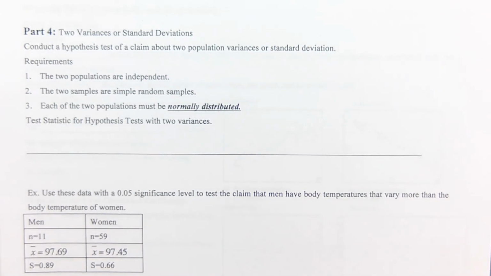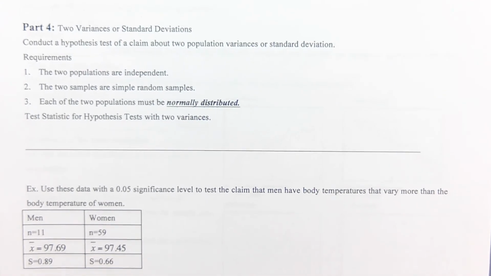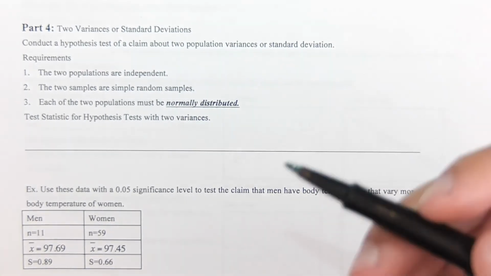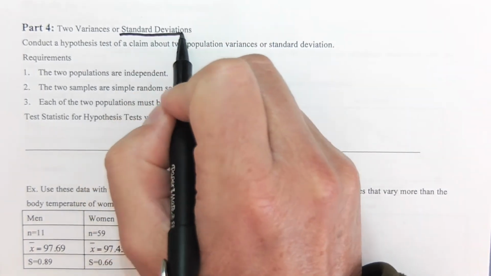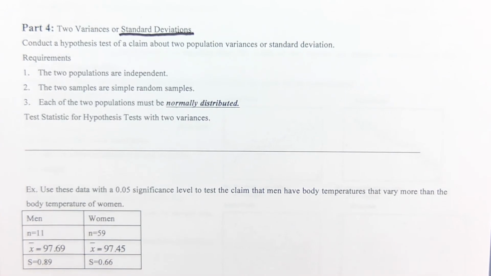All right, everybody, we're going to go ahead and finish up chapter 9 here. We are now going to compare two variances, actually two standard deviations. We're not going to do variance. Two standard deviations as we look at this. And the requirements are the two populations need to be independent. The two samples are simple random. And each of the two populations has to be normally distributed. Again, anytime we're analyzing standard deviations, it has to come from a normally distributed population.